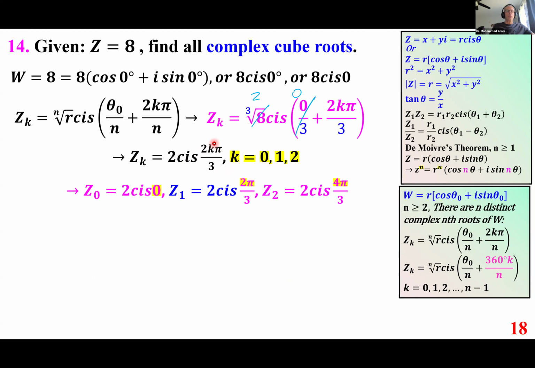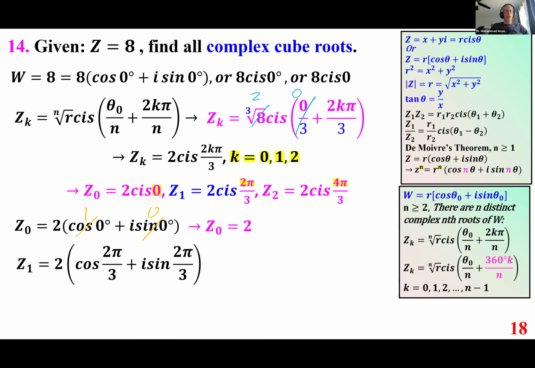So let's evaluate each one, starting with 0. As you know, cosine is 1, sine is 0. It's simply 2. Now 2 pi over 3. First, I want to remind you that the reference arc, let me write it here. Reference arc is simply pi over 3 for that.